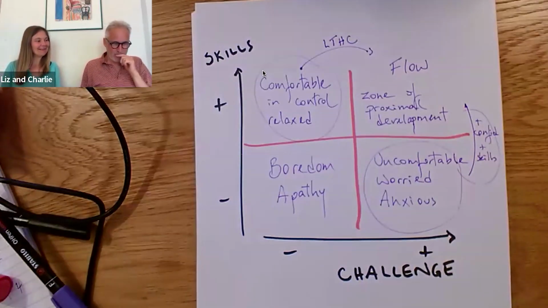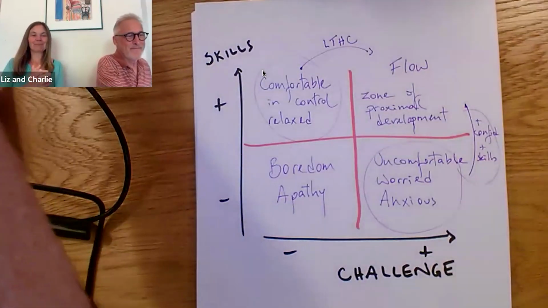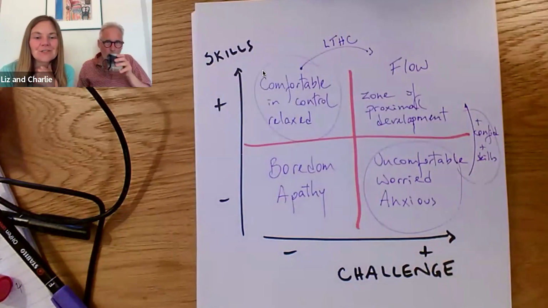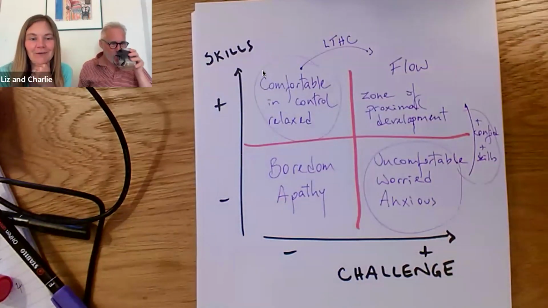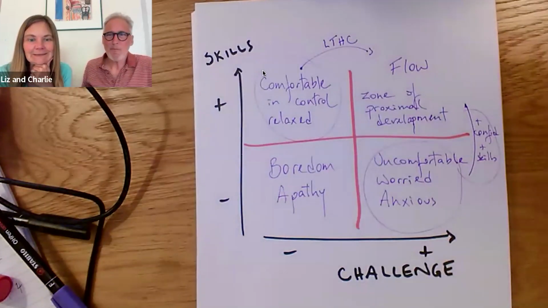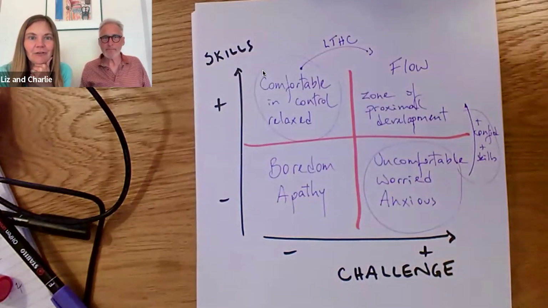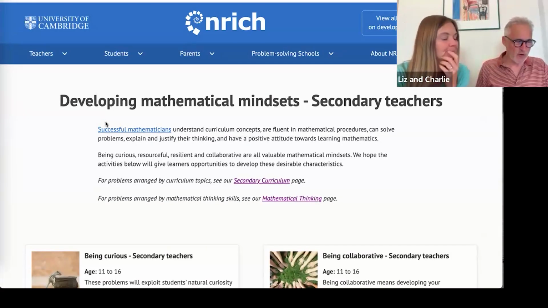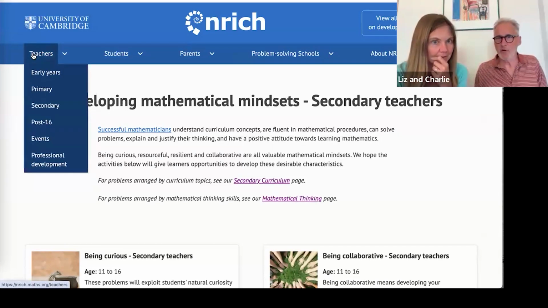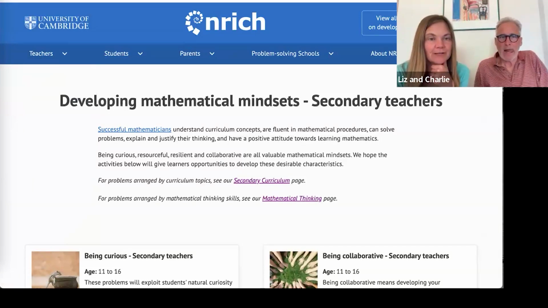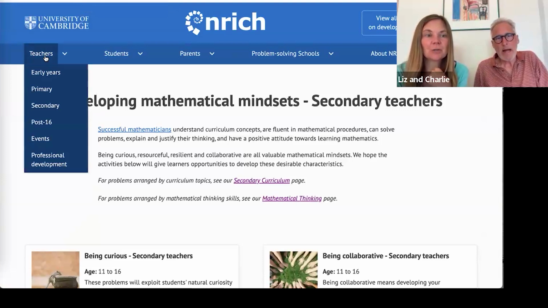Shall we turn to our first task then? I'm going to stop sharing that visualizer and instead go back to the NRICH website. I think the first problem we want to look at is called product Sudoku. Shall we go straight there, Charlie? Well, we could go to the second document. Let's look at the mapping document.